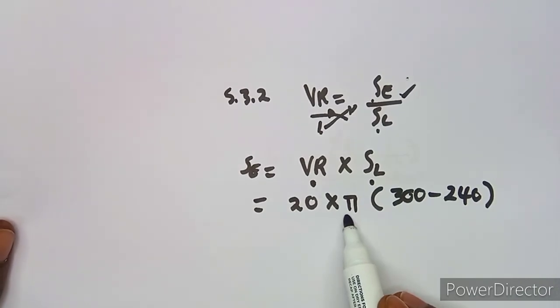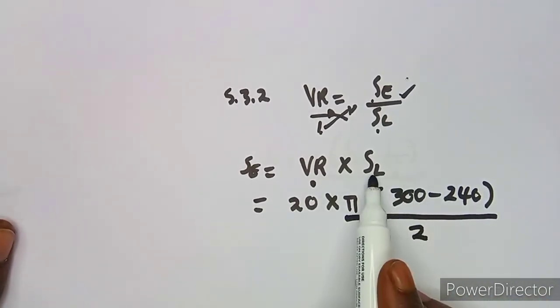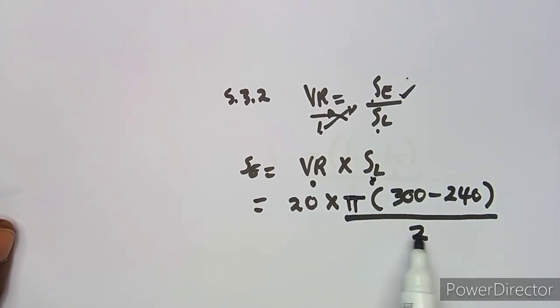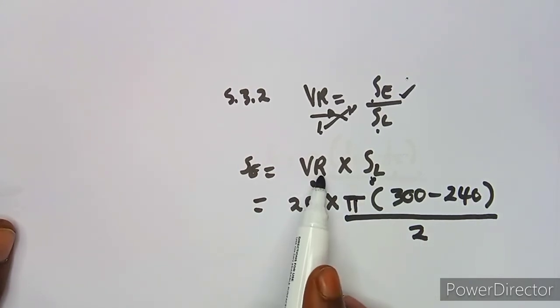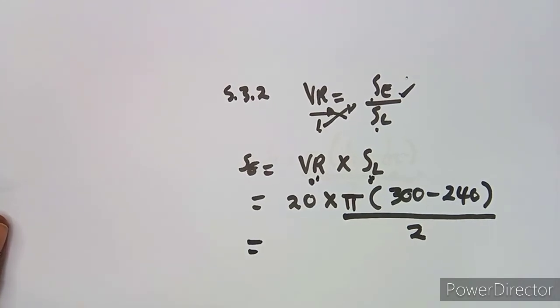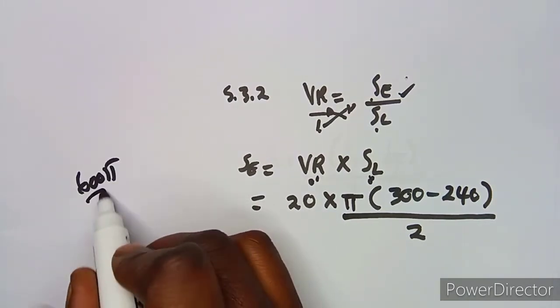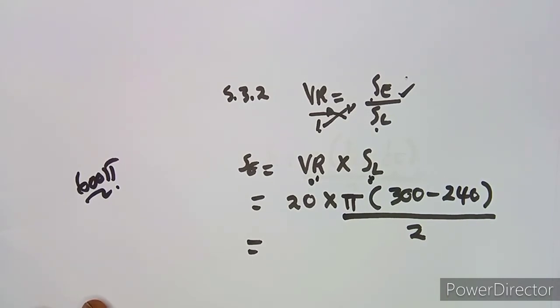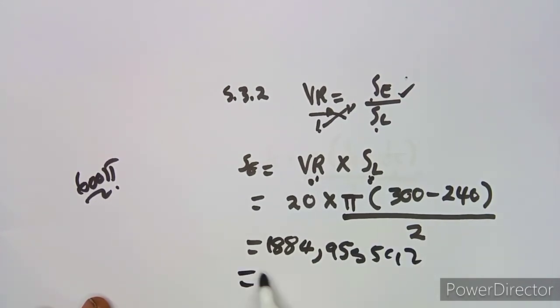So you're going to divide this part where we are talking about the load distance. This over 2 is not affecting 20. 20 is from the velocity ratio. If you are to simplify this, you can actually simplify everything at once. You're going to obtain something like 600 pi. If you convert that to a decimal, you're going to obtain 1884.9555, something like that, 92, something like that. So we can round off at least, which is going to be comma.